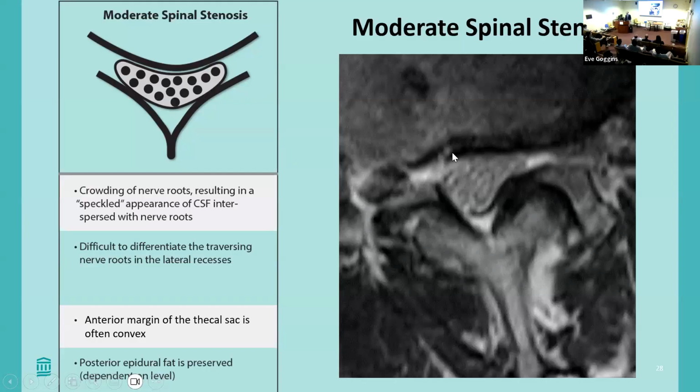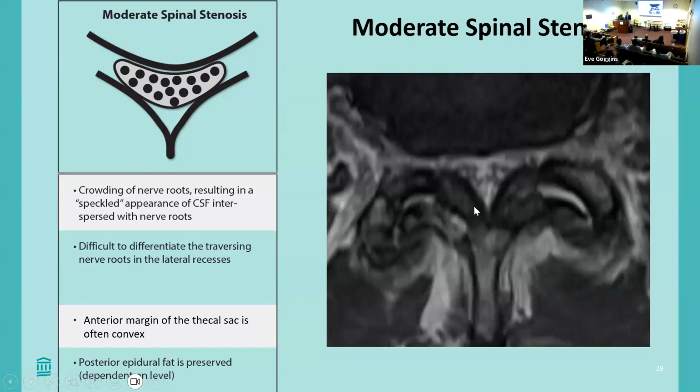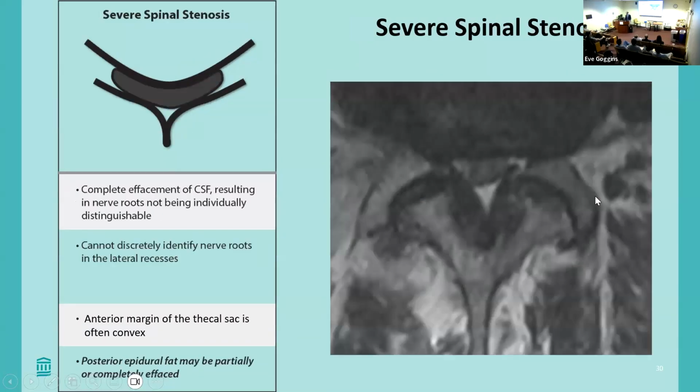Again, the anterior margin of the thecal sac may be flat, but it's often kind of convex, pushing in. You do still see the posterior epidural fat. Another example of moderate, a speckled appearance of the CSF interspersed with the cauda equina nerve roots. And this would be a case of severe facet arthropathy as well.